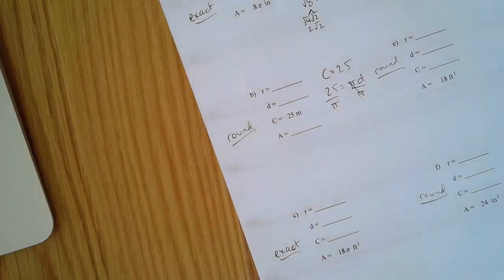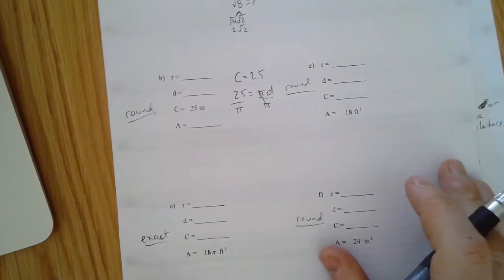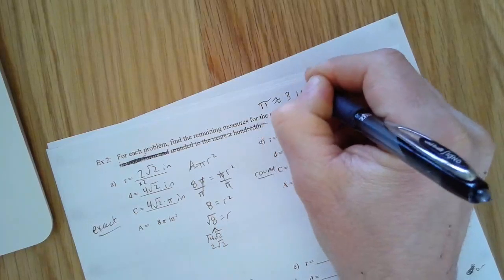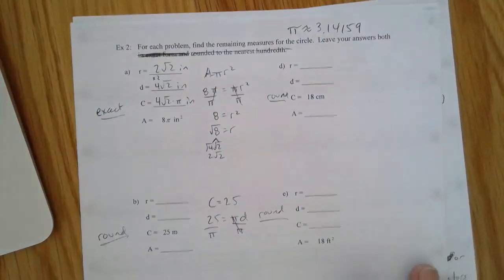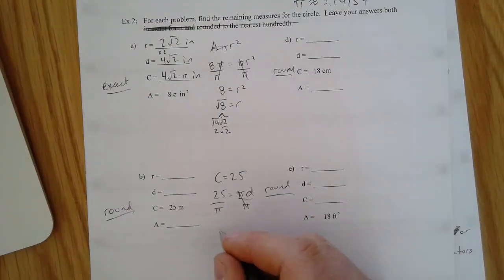If you don't have a pi key, then use 3.1415. Okay, so use that. But please, if you have it, use the pi key. If you're using your phone for this, it has a pi key.